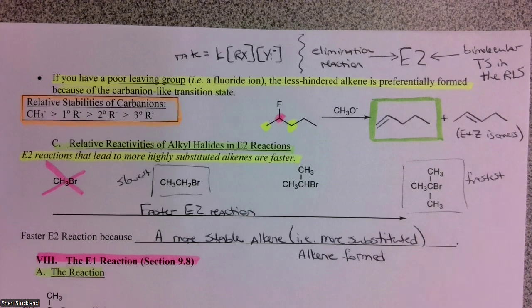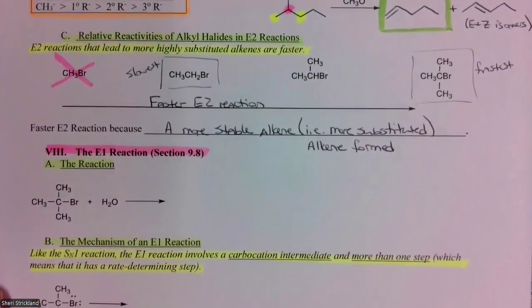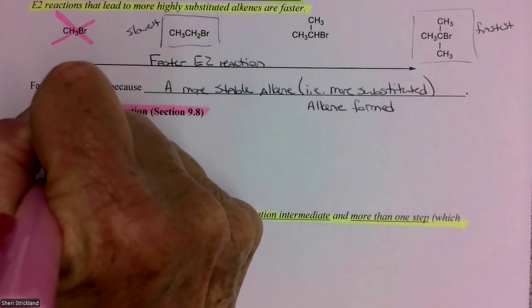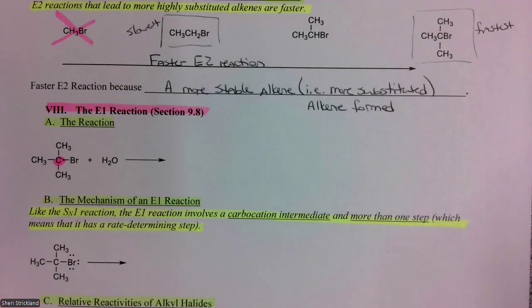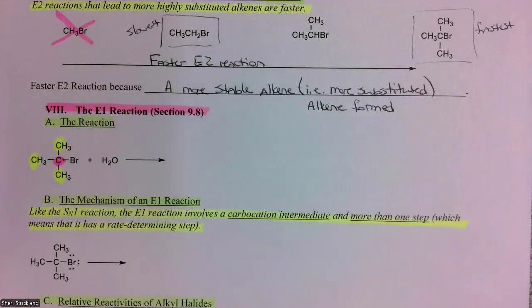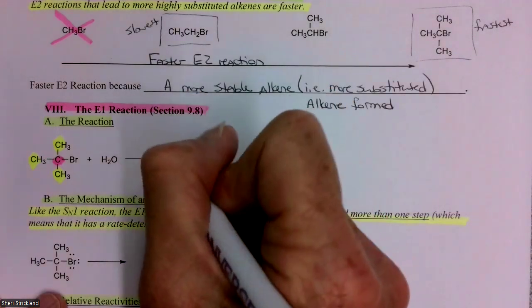All right, so let's see how E1 is different. So E2 goes with SN2, and E1 goes with SN1, and that means that an E1 reaction involves a carbocation intermediate. So we've got our alpha carbon and we've got, in this case, because this is a tertiary alkyl halide, 3 beta carbons. And if you mix it up with some water, what you get is this.